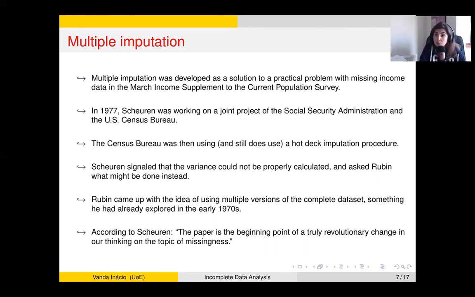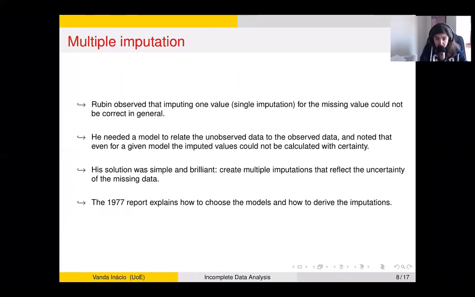Basically, the paper that Rubin published in 1977, I think. Rubin observed that by imputing a single value, the variance could not be correct in general. This is not new for us now. He also needed a model to relate the unobserved data to the observed data, and this is what we have been doing in regression imputation and stochastic regression imputation. For instance, predictive mean matching also uses this idea.